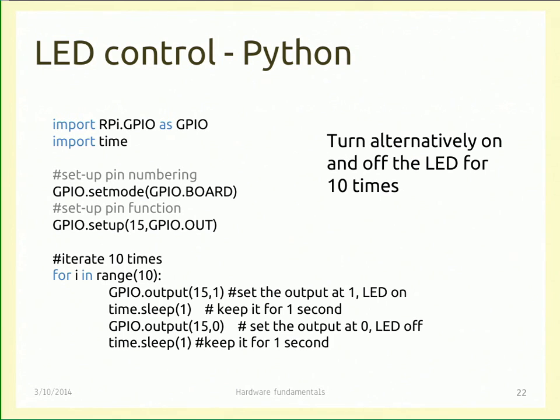You can count the pins starting from the lower row and going up to the upper. The lower row has only odd numbers, whereas the higher row has even numbers of pins, starting from left to right. So 1, 3, 5, 7 on the low row, 2, 4, 6 on the higher row. And that's the GPIO board numbering. And the second line tells, okay, pin number 15 should be an output. Okay?